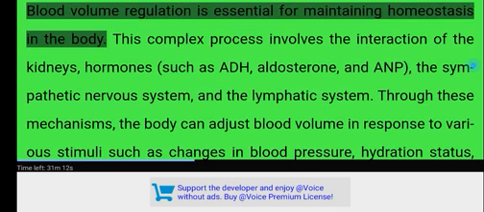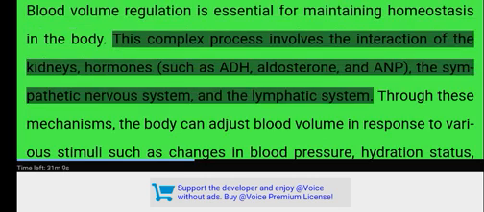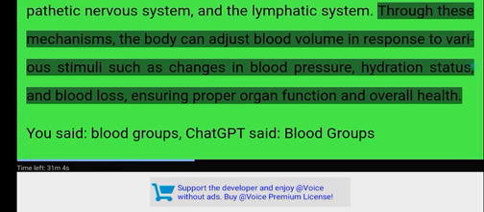Conclusion. Blood volume regulation is essential for maintaining homeostasis in the body. This complex process involves the interaction of the kidneys, hormones such as ADH, aldosterone, and ANP, the sympathetic nervous system, and the lymphatic system. Through these mechanisms, the body can adjust blood volume in response to various stimuli, such as changes in pressure, hydration status, and blood loss, ensuring proper organ function and overall health.